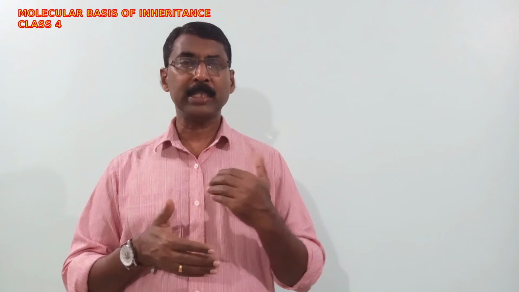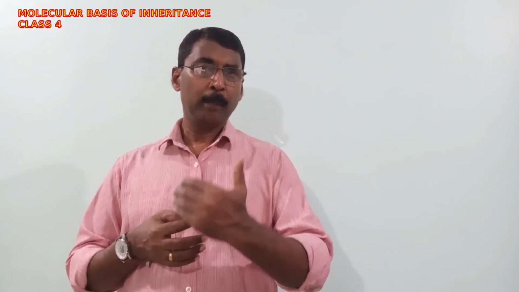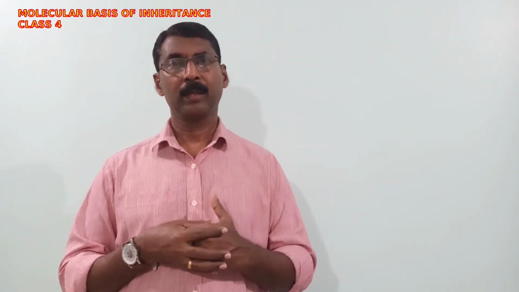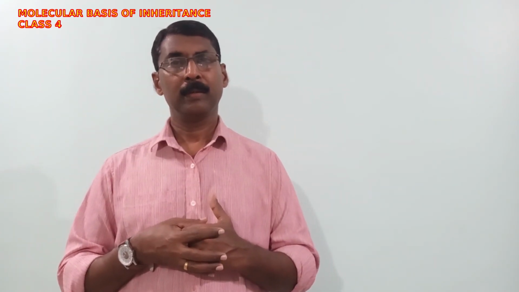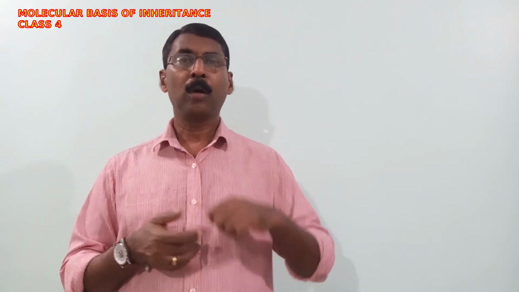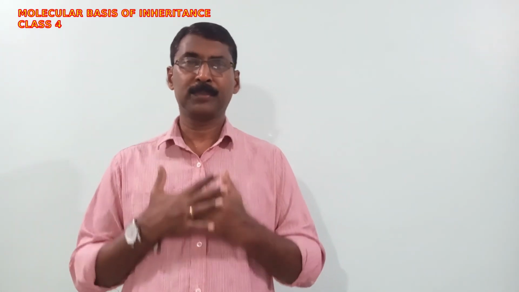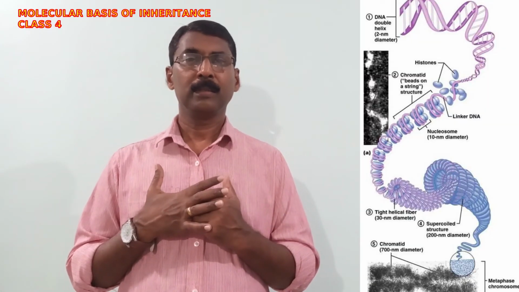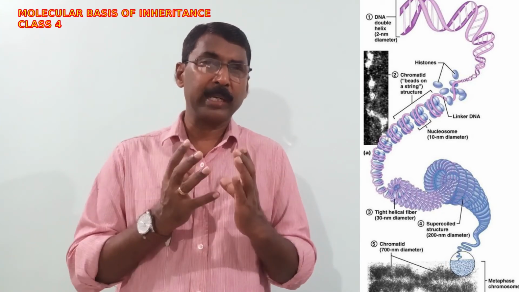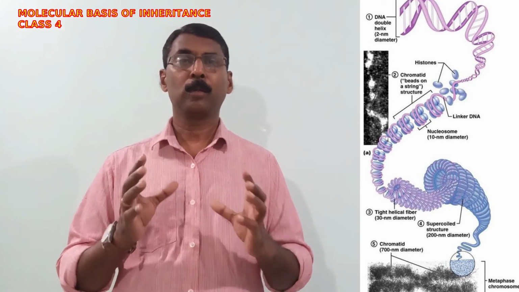So when the cell passes from the prophase stage to the metaphase stage, the coiling of the DNA molecule increases further, so that the DNA becomes more short and thick. Then we say the structure is a chromosome.